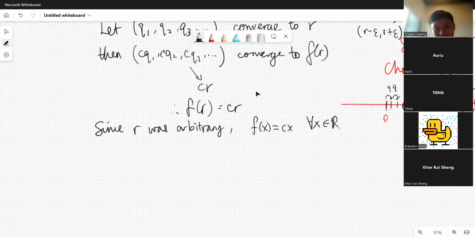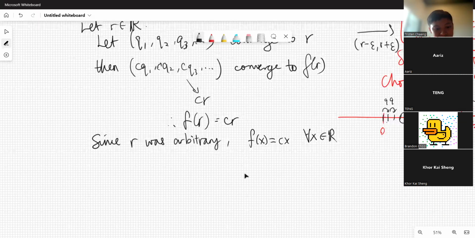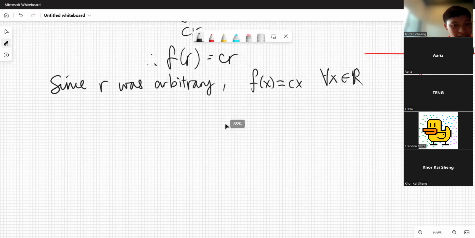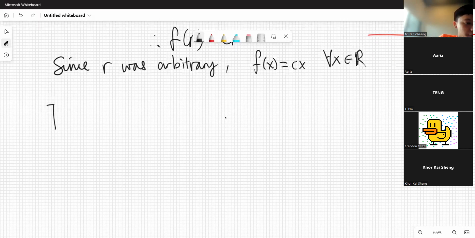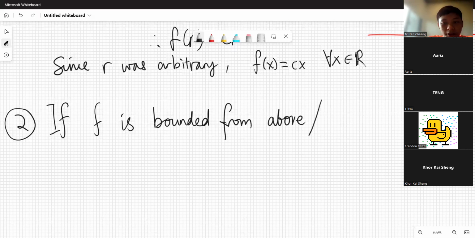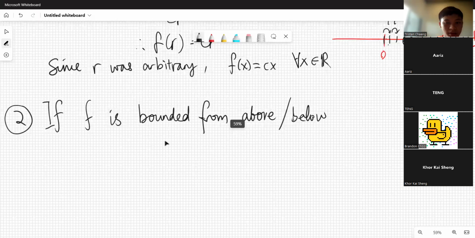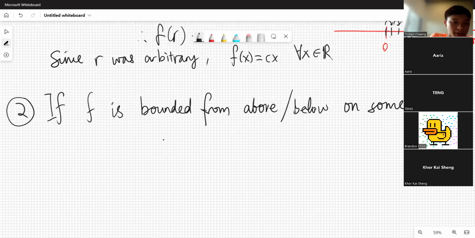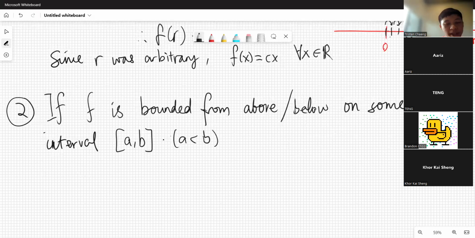So another condition that I will treat in detail is case 2: if f is bounded from above or below on some interval AB, where A is less than B. So A and B are fixed.